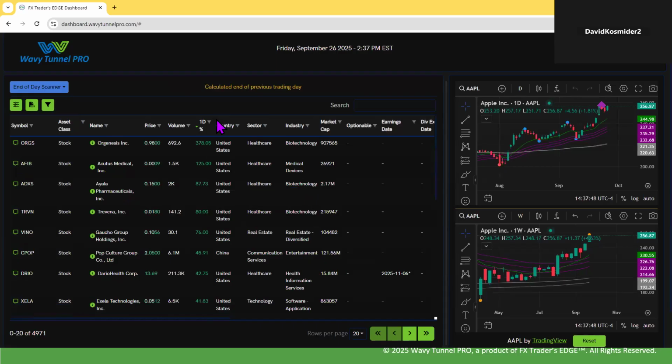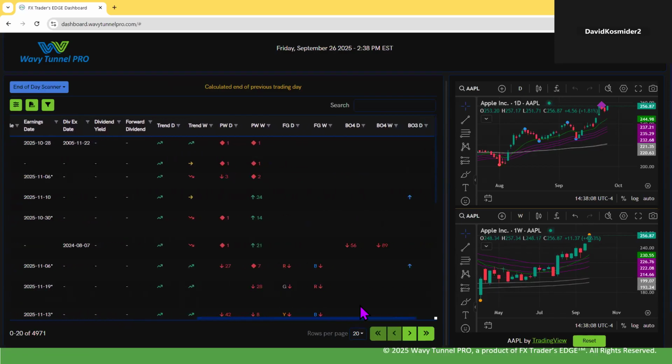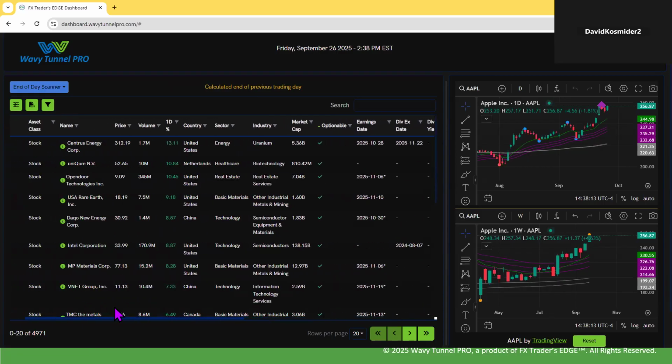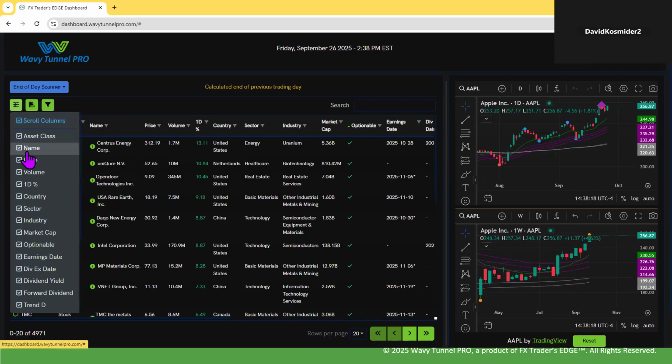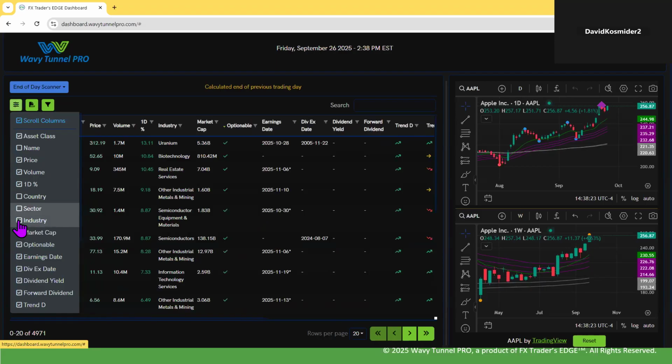Then we have the country and we have the sector, we have the industry and the market cap, whether it's optionable or not. I can click on optionable and see which ones are optionable. Okay. And the earnings date. And then we have the Wavy Tunnel Pro setups. And the dividends, if they're paying dividends. So you might be trading dividends, so you're going to be focused on that. So now let's uncheck these. We don't need all of these. I'm just going to uncheck these.